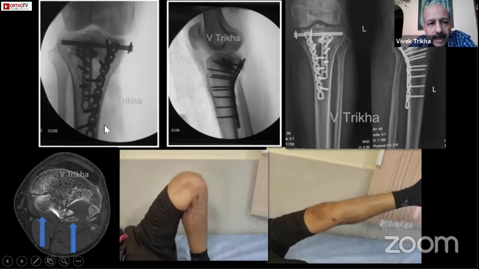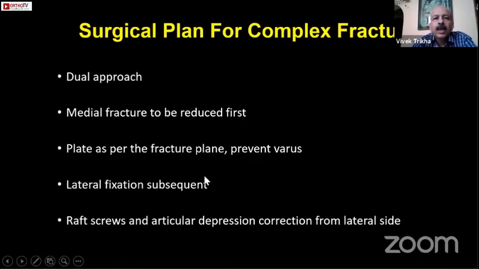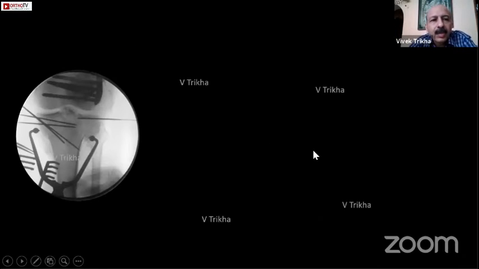So what we did, we wanted to fix this fracture from the posteromedial, lift this up and put in a plate, or reduce this with the posterolateral, and this we did both from the same approach. So what is the surgical plan? Whenever you fix the medial fracture first, plate as per the fracture plane, prevent the varus, put the plate at the apex, and that's how we go about it.